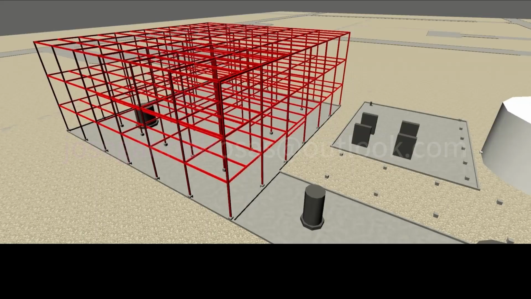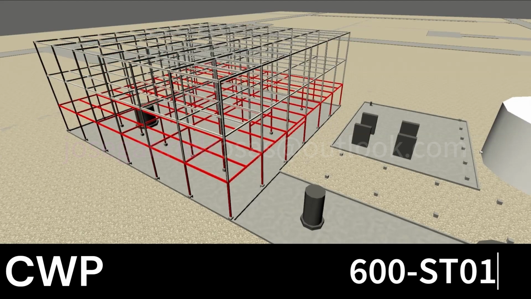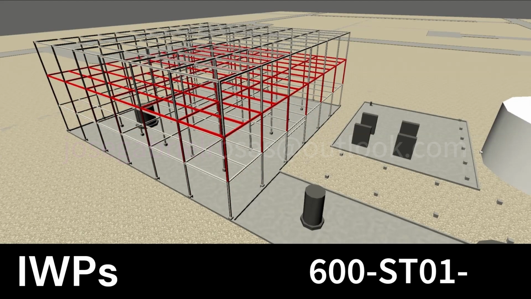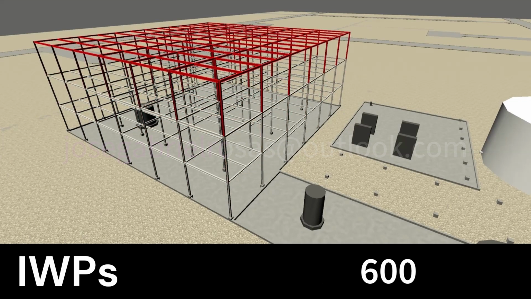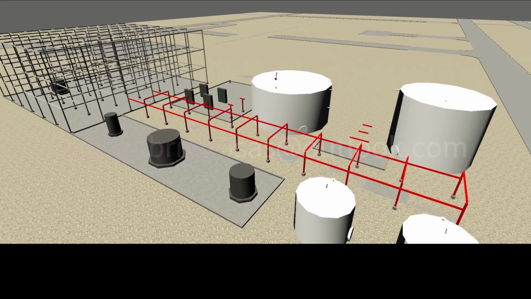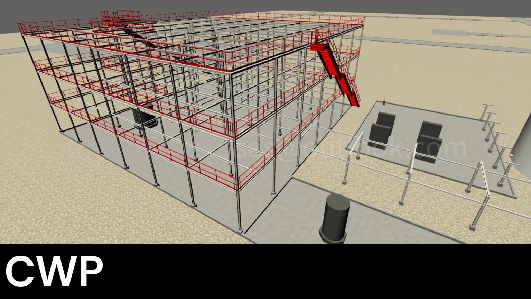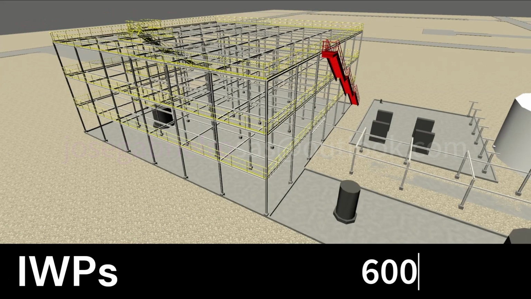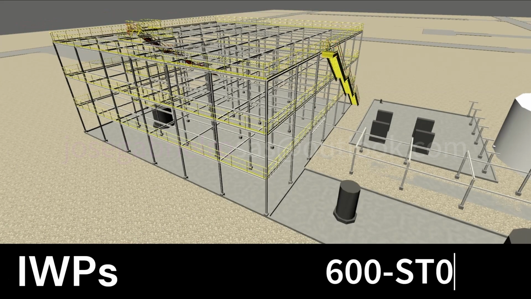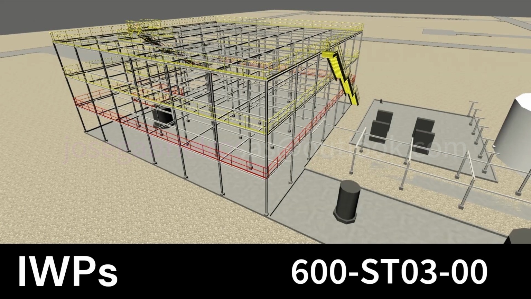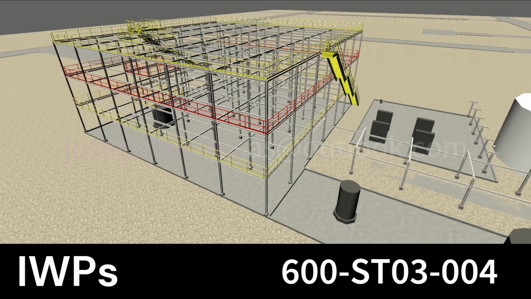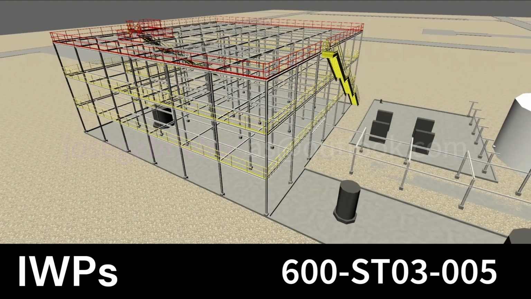Let's analyze steel. The structure 600 ST01 is one CWP, broken down into IWPs, one by level. The finger rack will be considered one CWP and also one IWP. Miscellaneous steel will be one CWP, broken down into multiple sets of stairs and handrails by level as individual IWPs.